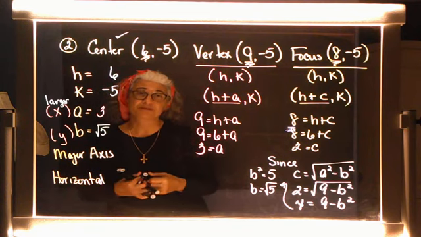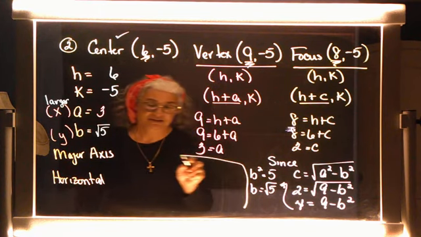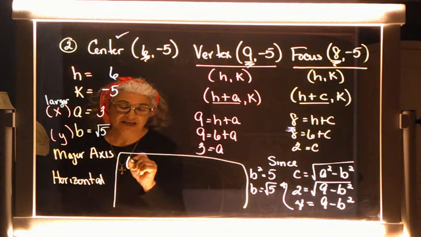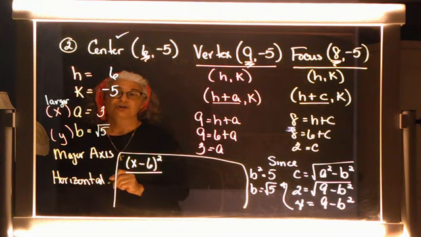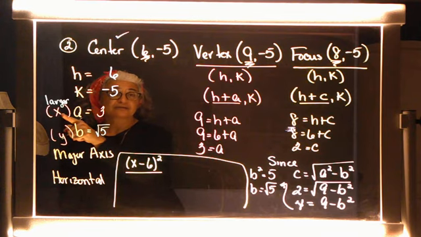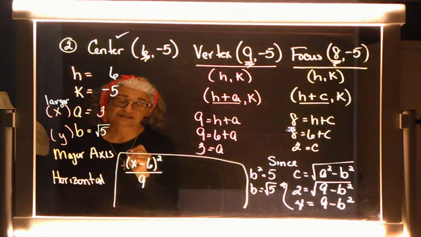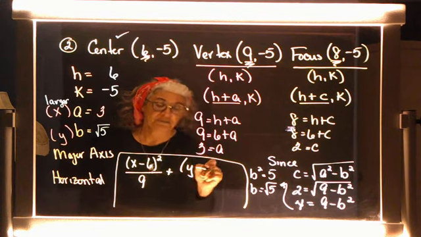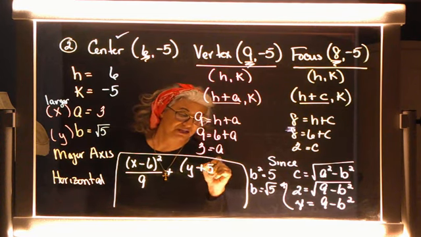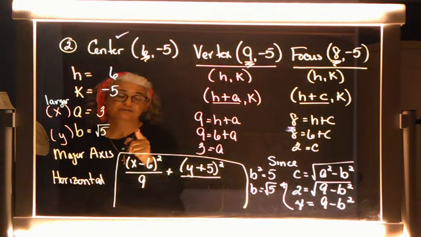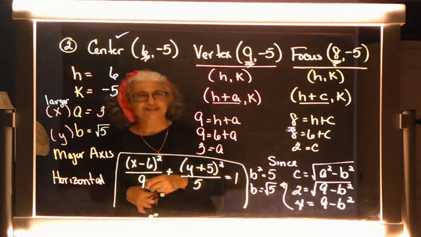Do we have all the pieces to our puzzle? We sure do. Which means, in this particular case, the equation of your ellipse is x minus h, well, x minus 6 squared over, we put a under the x, right? That's what we said, so that's going to be a 9, isn't it? Plus y minus k. Well, k is a negative 5, which means it's going to be y plus 5 squared over b squared, which is 5, equals 1. Cool? Not too bad, right?